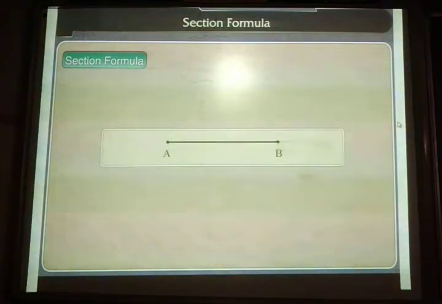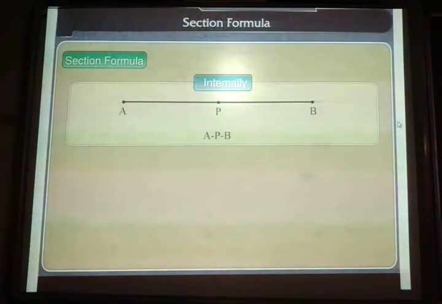7.3 Section Formula. We shall now learn the section formula. When any point divides the line segment in a given ratio internally, to determine the coordinates of that point, we have to study section formula.